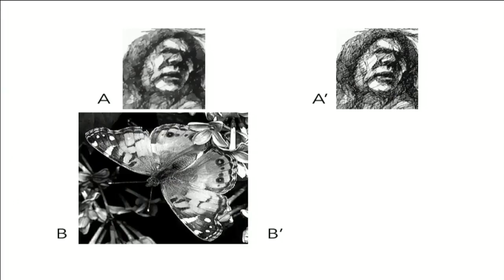So here's a line drawing. Also, the before image is just a kind of blur of the example A prime. Apply it to the butterfly, we get the hatchy butterfly.